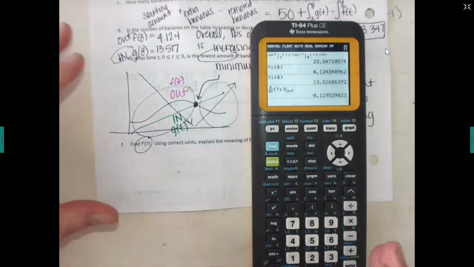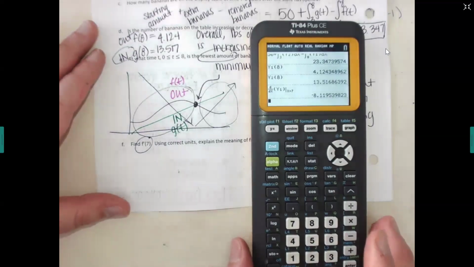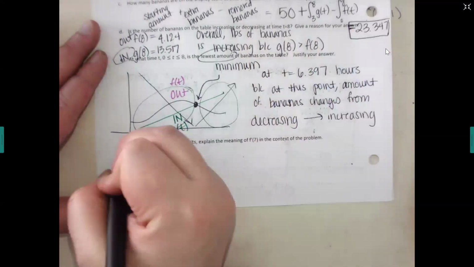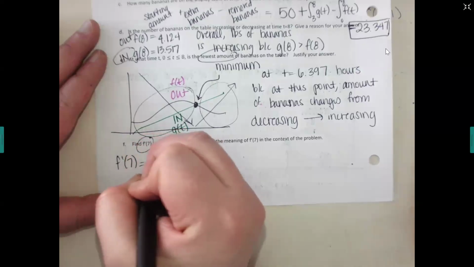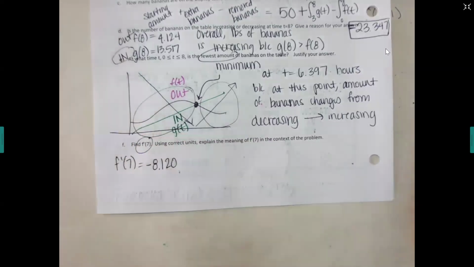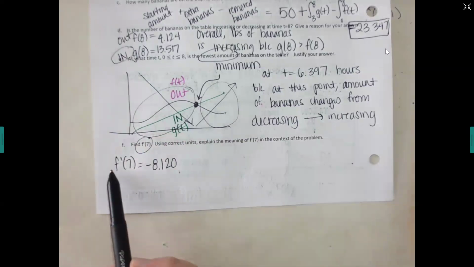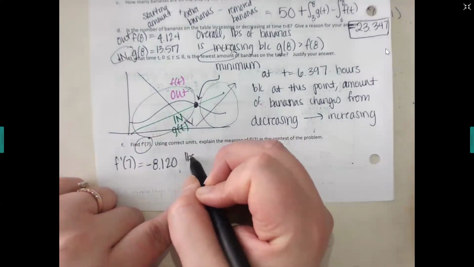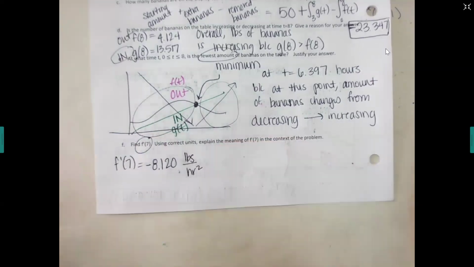Okay, negative 8.119 will go to 8.12 because it's followed by a 5. I'm going to put F prime of 7 equals negative 8.1. Now remember, F is pounds per hour, what will F prime be now that I've taken the derivative? Pounds per hour squared. And if it asks you to explain the meaning, okay, here's what you would write. Go ahead and write it and then just think about it.